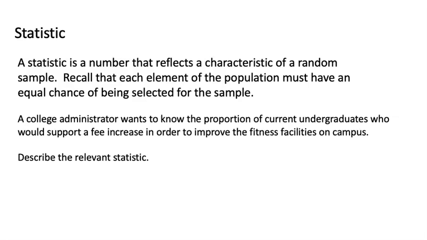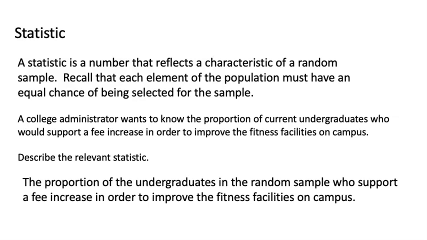So let's assume that we used a random number generator. We came up with 250 numbers. Every number is assigned to a student. So we get 250 students and we do our best to get them to participate. The proportion of that group, let's say it's 250 people, a random sample of 250 that we ask. The proportion of that 250 people is our relevant statistic.